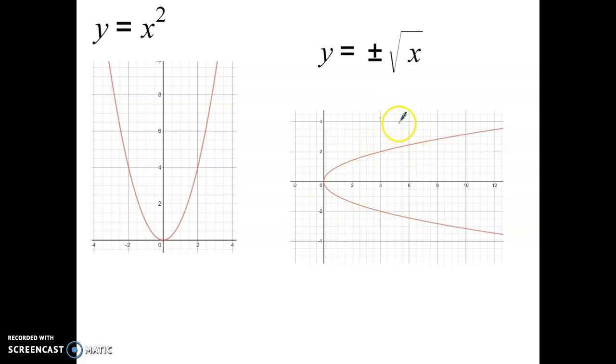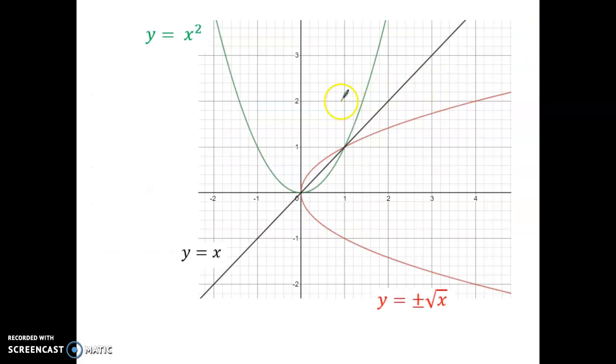Well, the positive and negative square root of x is really just this one turned on its side. And in fact, if we look at the two of them graphed together, the green one here being my parabola, y equals x squared, the red one, here's the positive square root of x, here's the negative square root of x, and the red one is actually a mirror image of the green one if I let my mirror be diagonal right here on y equals x.